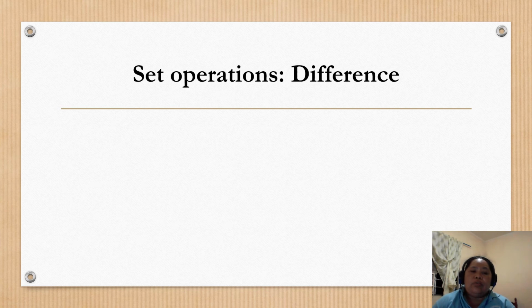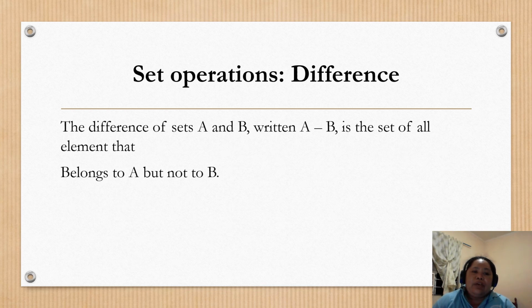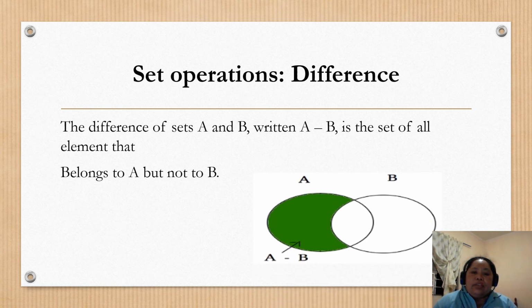We have now the other operation, which is difference. The difference of sets A and B, written as A minus B, is the set of all elements that belong to A but not to B. For example, in this Venn diagram, we have 2 circles. So, A minus B: we only refer to A, but it is not in B. So, only those in A that are not members of B.